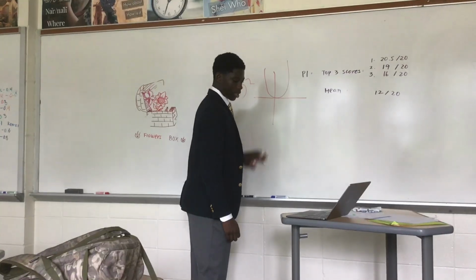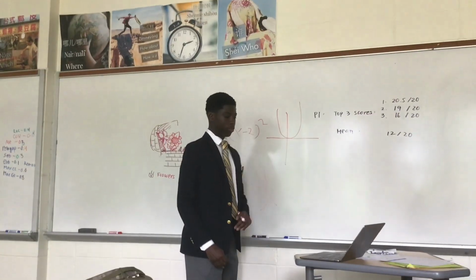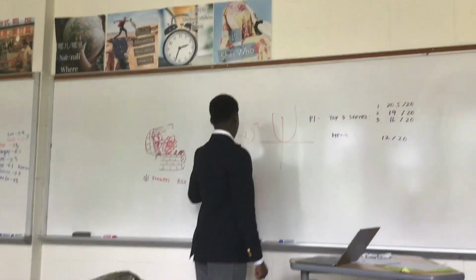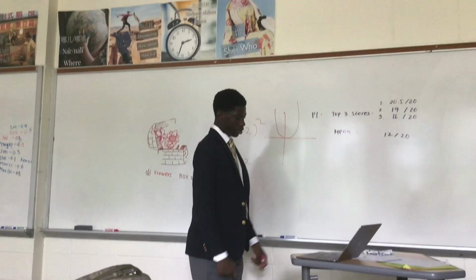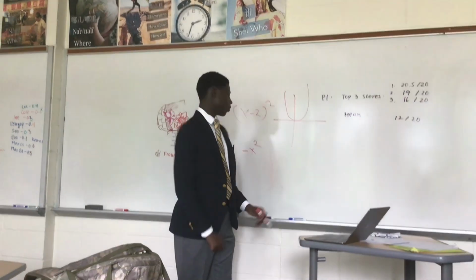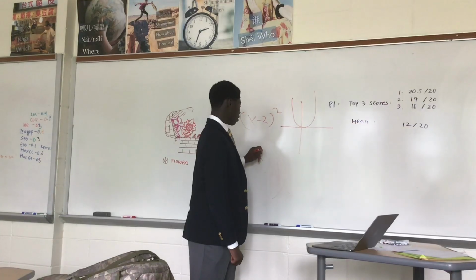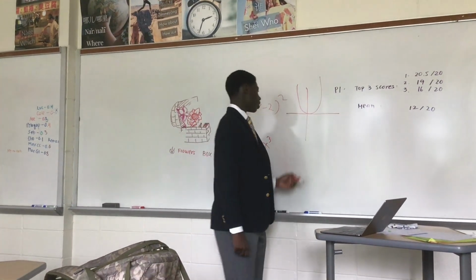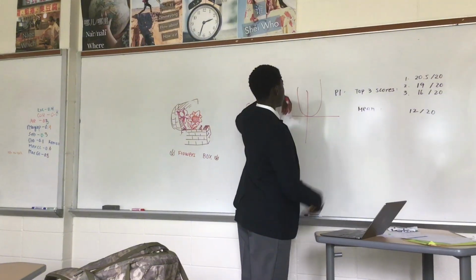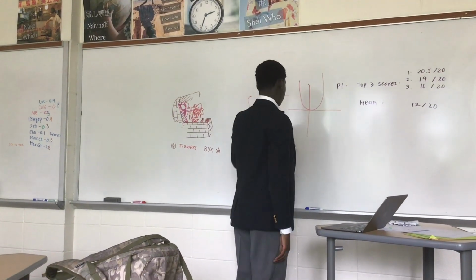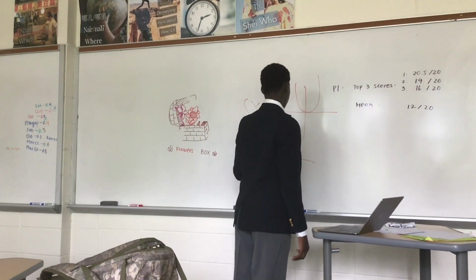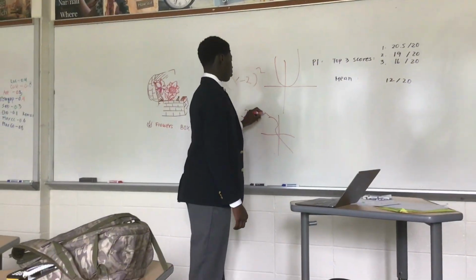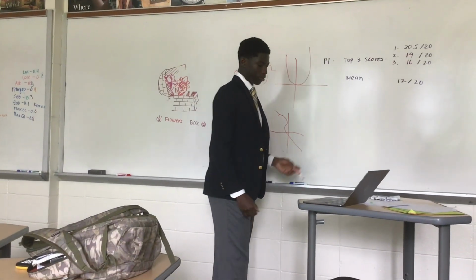End behavior depends on the degree and leading coefficient. Take negative x cubed. The degree is odd, so the ends move in opposite directions, meaning instead of looking like this where the ends go in the same way, one would go in opposite ways, with opposite arrows.